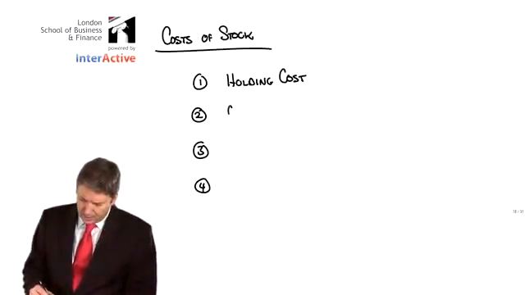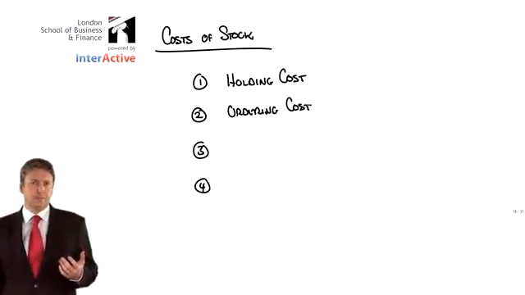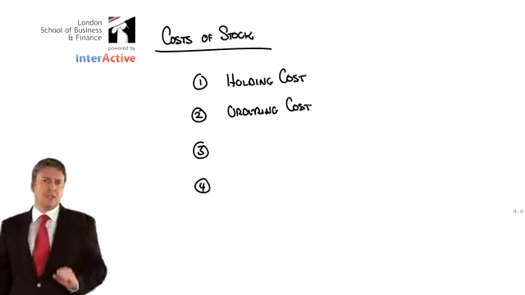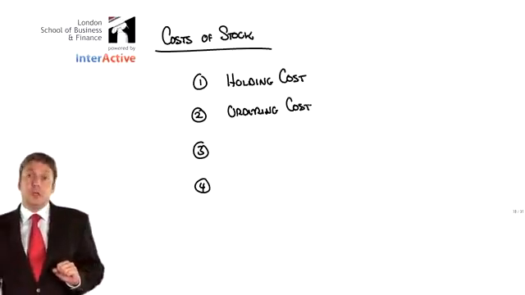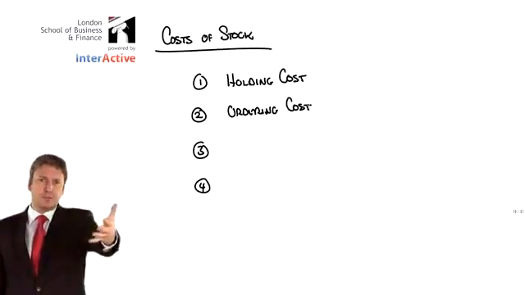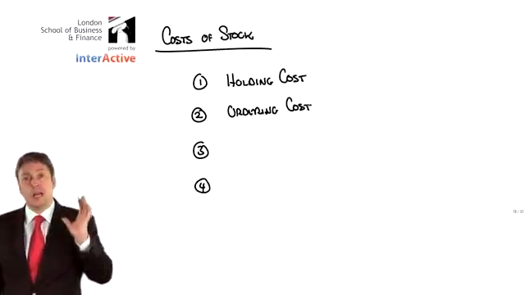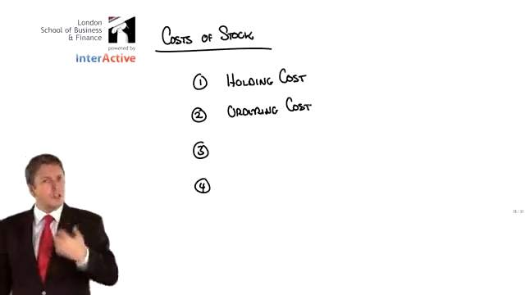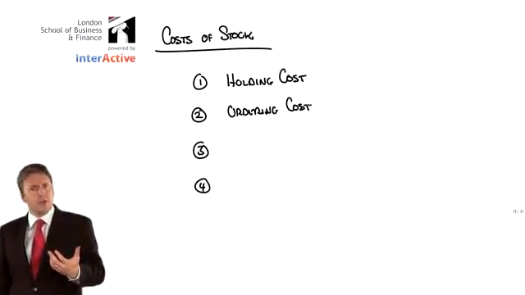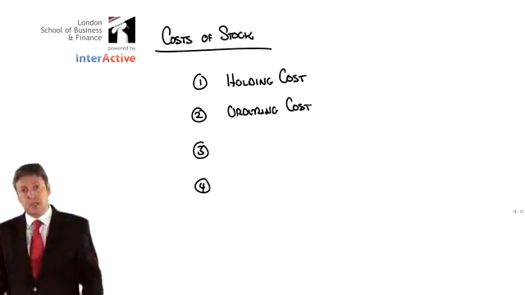Then we have our ordering costs. These are the clerical costs of placing an order. The idea that every time an order needs to be placed, the purchasing department have to ring up the supplier. Goods reception have to receive the goods in and check them. And accounts payable have to pay for the goods. The idea behind this, them being clerical costs, is that the costs will be the same regardless of the size of the order.